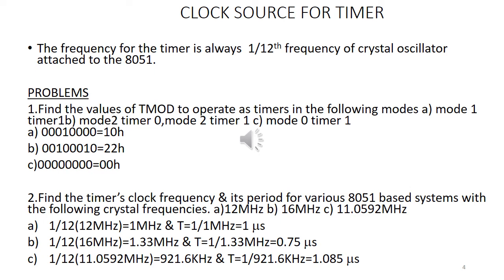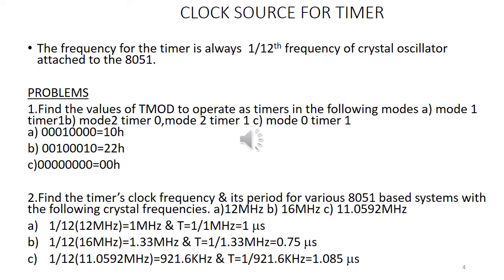So let me see some of the problems. The first one is to find the values of the TMOD in the following modes. First one is mode 1 timer 1. Timer 1 means you are going to make use of the upper 4 bits. Mode 1 means the D4 bit should be equal to 1. The equivalent of this is 10H.